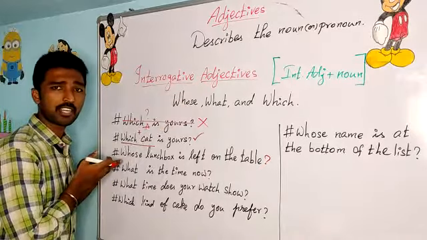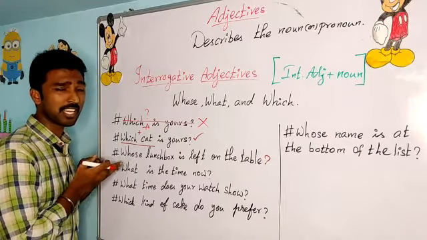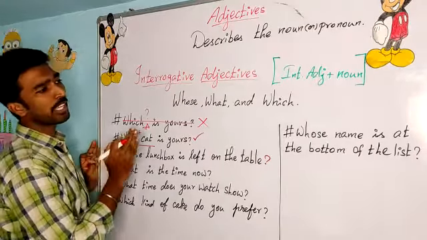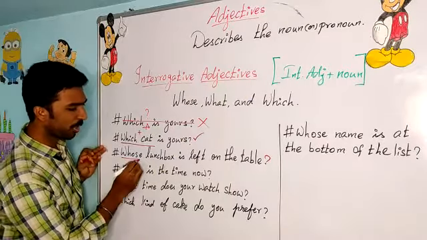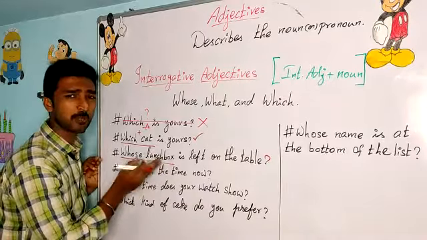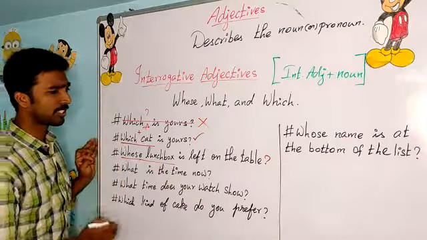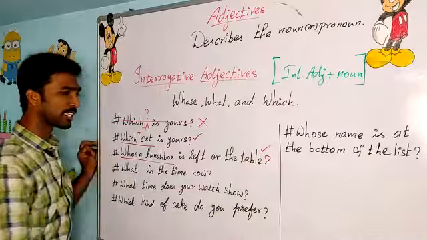Whose? Yes, it's an interrogative adjective, but we have to stick to the rule. The rule here is interrogative adjective plus noun. We have the interrogative adjective whose plus the noun lunchbox. Lunchbox is a noun. Yes, the rule is clear and it's correct.